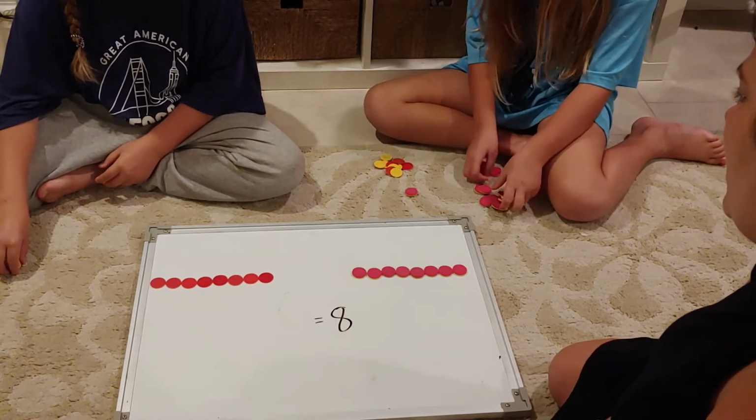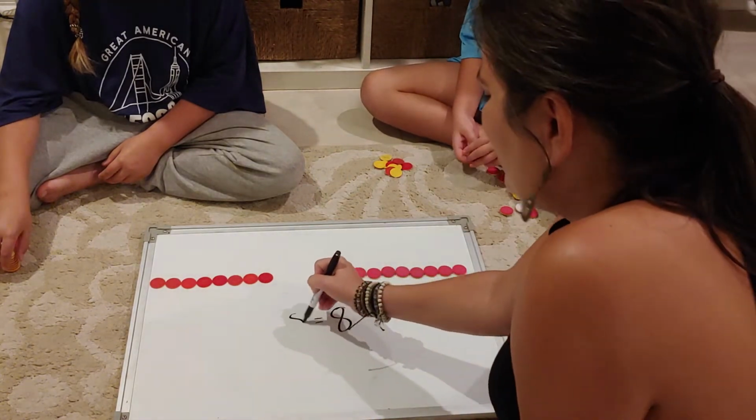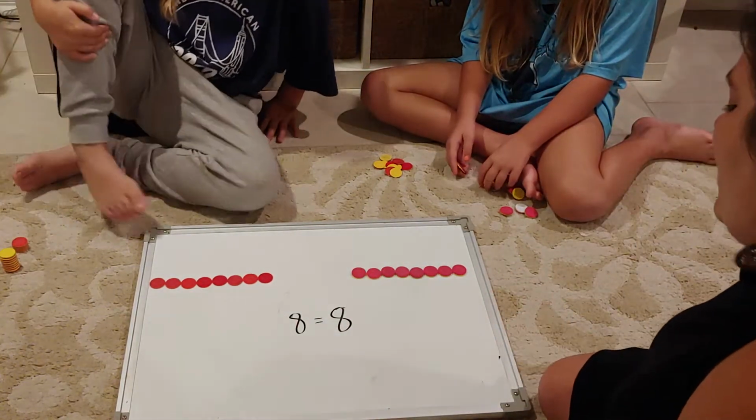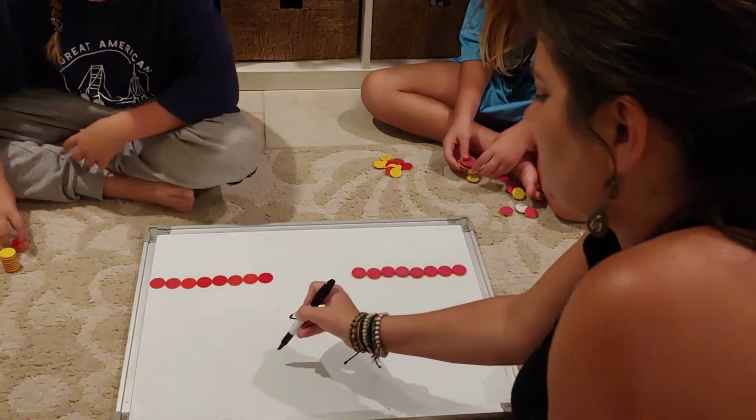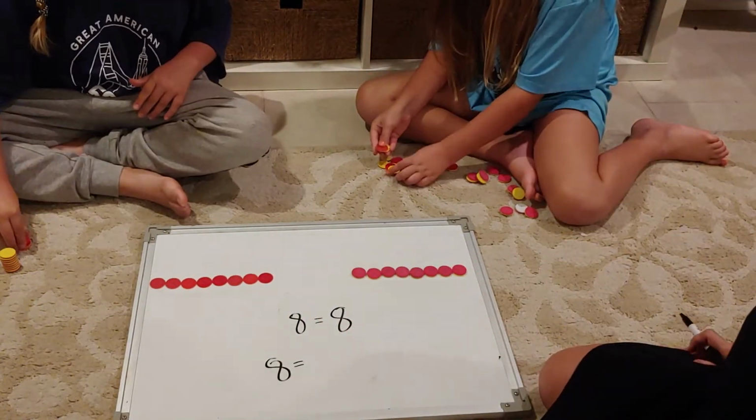All right. So I need my top row that has 8 to equal my bottom row. So how many do I need on my bottom row? You need 8. So 8 on my bottom row will equal the 8 on my top row. All right, here we go. Let's try this one. I have 8. Will you put 3 on your bottom row for me, please?